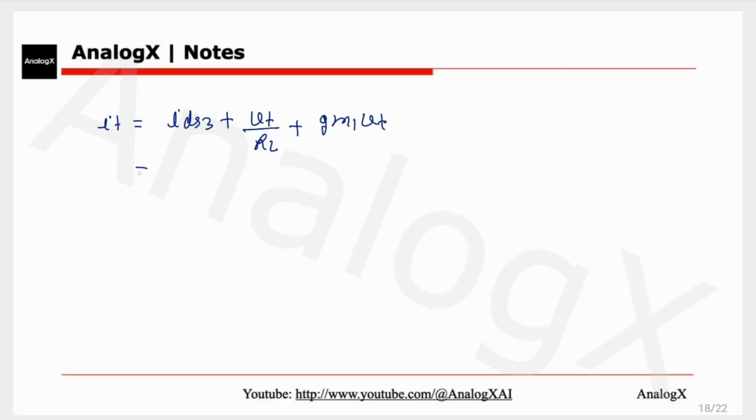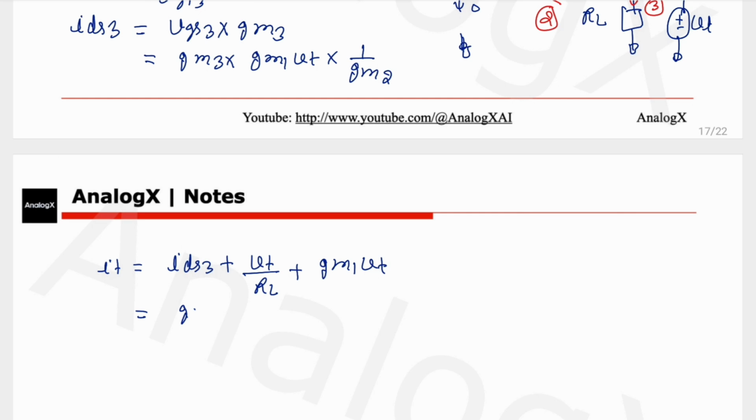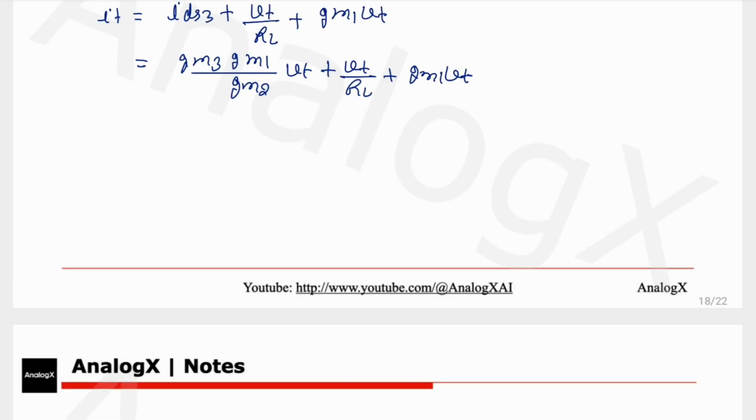Now put all the values. IDS3 is gm3 gm1 divided by gm2 Vt, plus Vt by RL, plus gm1 Vt. Now we will take gm1 common. So first let me take Vt common, so that will be gm1 plus gm1 gm3 divided by gm2, plus 1 by RL.